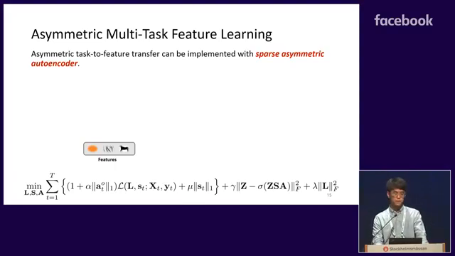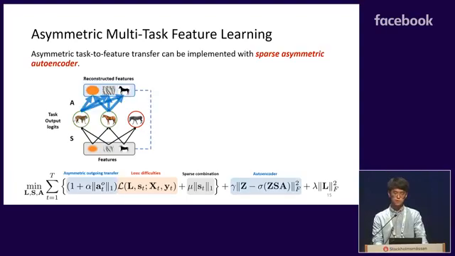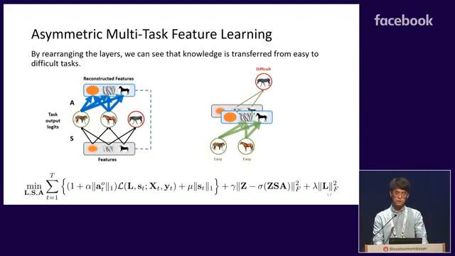Given the features, task output logits are generated through sparse combinations, and again, the features are reconstructed from the output logits of easy tasks in the form of an autoencoder. And all these components are trained at the same time. And if we rearrange the layers, we can see that the knowledge is actually transferred from easy tasks to difficult ones, like in this figure.